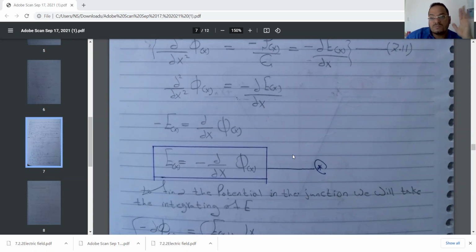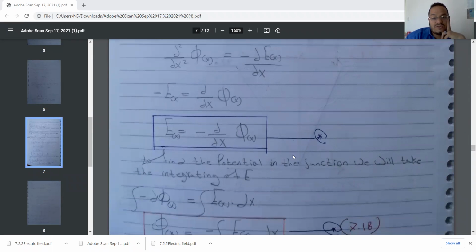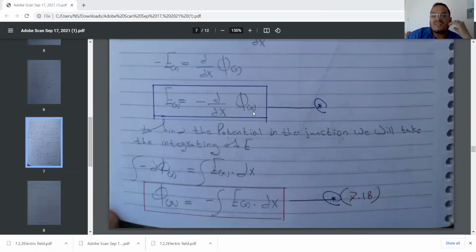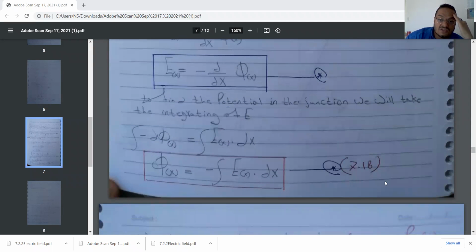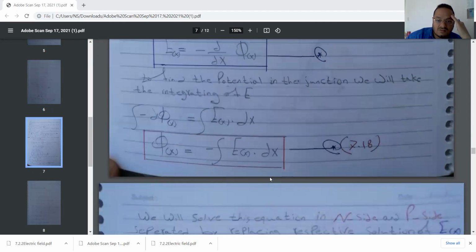This will be important to us because we will use it. This equation shows us the relation between the electric field and the potential. To find the potential in this junction, we will take the integration of E to calculate the equation of the potential. In this way, the potential equals minus the integration of the electric field dot dx. This equation will be 7.18.